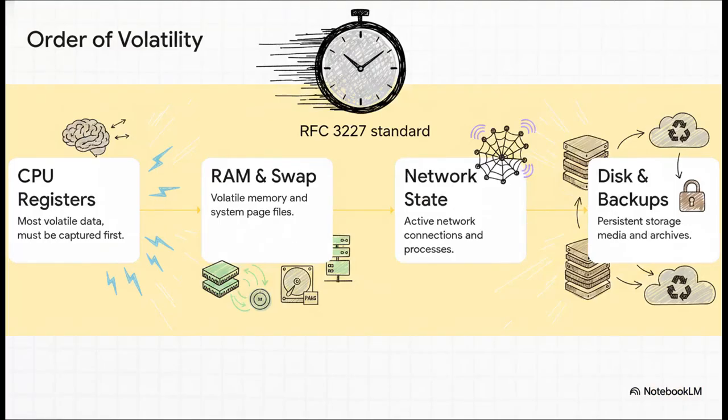Now, investigators face a literal ticking clock, which is actually defined by the RFC 3227 standard. You have to collect the most volatile data first before powering anything down. So the order goes like this. You start with the CPU registers, then you move to RAM and swap files, followed by the network state. Only after all that is secure do you move to persistent data like hard disks and backups. It's really a highly choreographed dance against time.